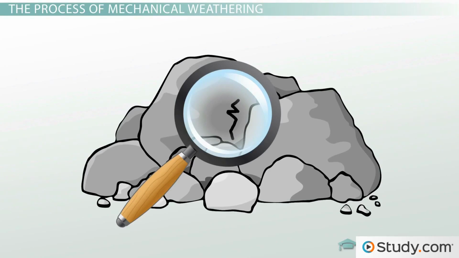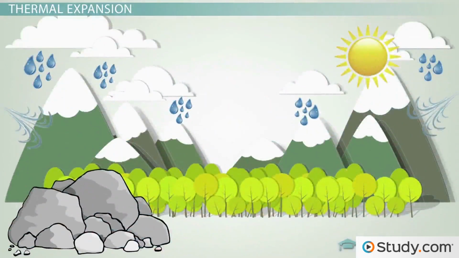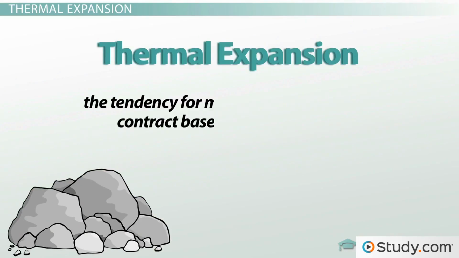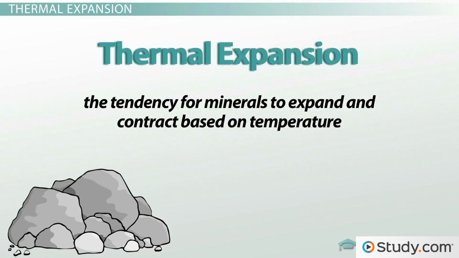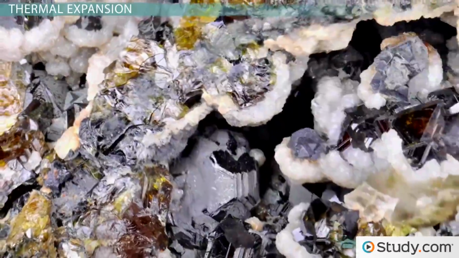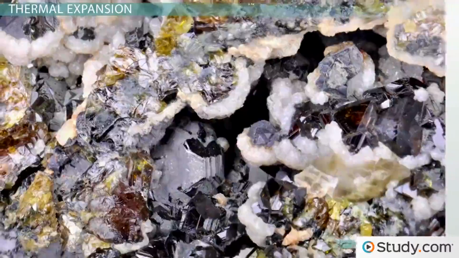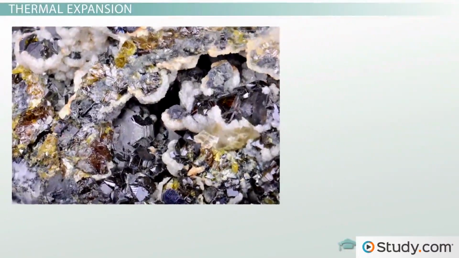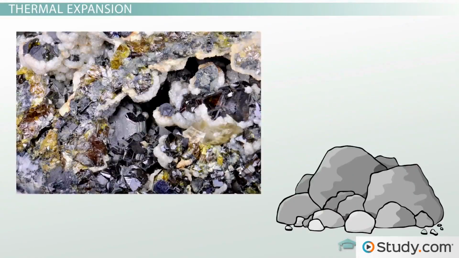Let's take a closer look at the different types of mechanical weathering. We have been discussing how temperature fluctuations affect rocks. The process is known as thermal expansion, which is the tendency for minerals to expand and contract based on temperature. Rocks contain various minerals, and these minerals expand and contract at different rates when exposed to rapid temperature fluctuations such as day-night cycles. This causes stress and small cracks within the rocks and the gradual breakdown of the rock.